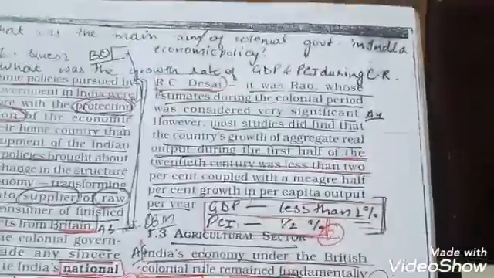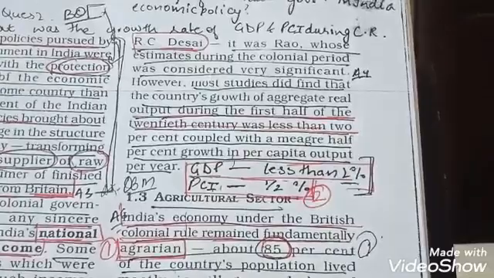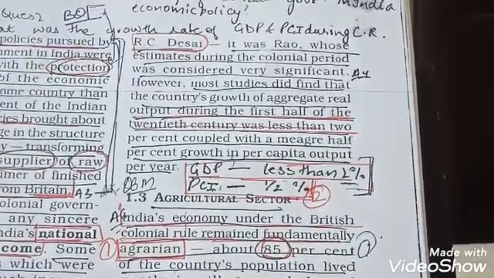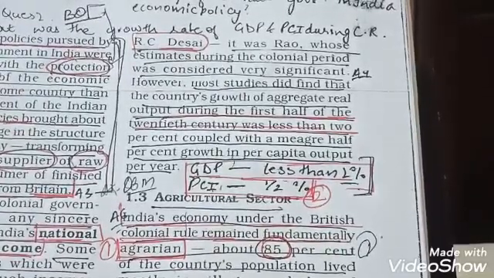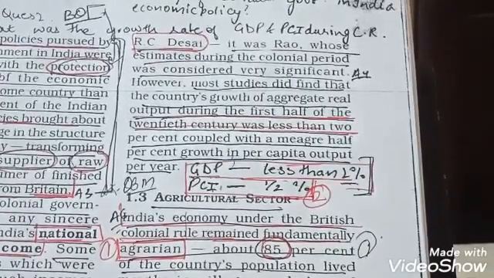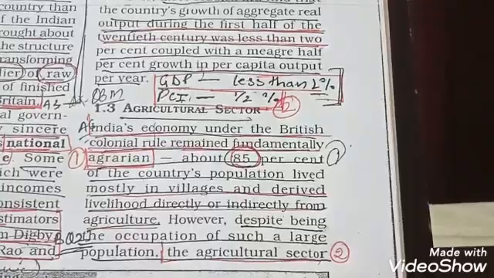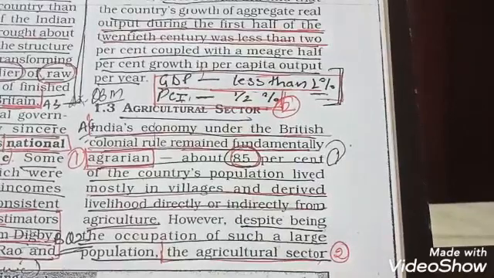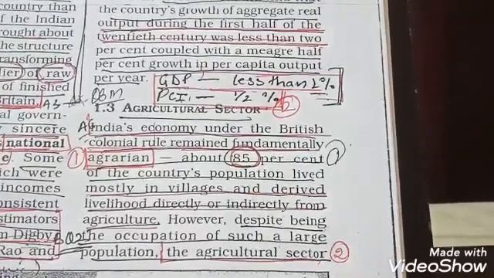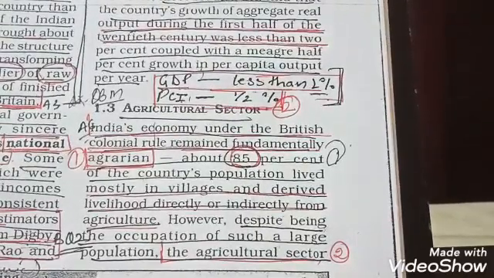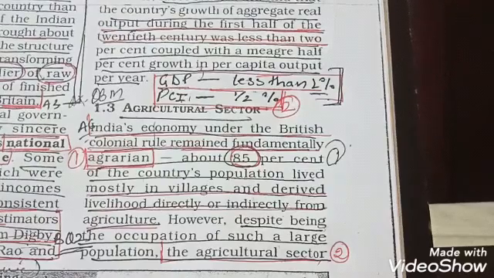Now, if you understand the per capita income and national income at that time, it was less than the GDP growth rate. The real GDP growth was less than 2%. And the per capita income was just about 0.5%, just half a percent, maybe a little less than 0.5% also. This was the growth rate of the economy at the time of colonial rule. Coming to the next topic, that is agriculture sector. Let us understand in detail, how was the agricultural sector during the colonial rule?